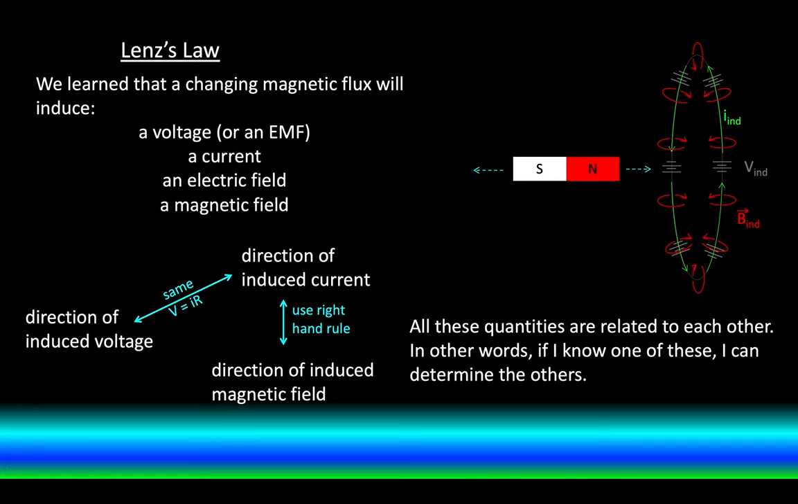Or conversely, if I know how the magnetic field wraps around the wire, there's my 4 fingers, my thumb will point in the direction of the current. And if I know the direction of the current, I know the direction of the voltage. So we just have to ask the question, how do we find one of these? Because once I know one of these directions, I have a rule, the right-hand rule, or V equals IR, to find the direction of the other two.